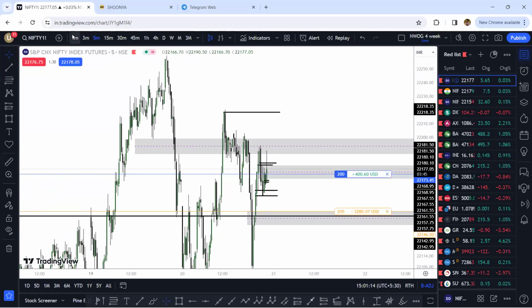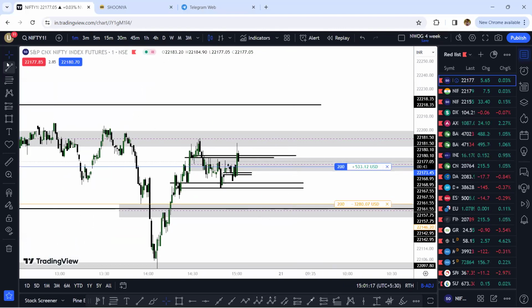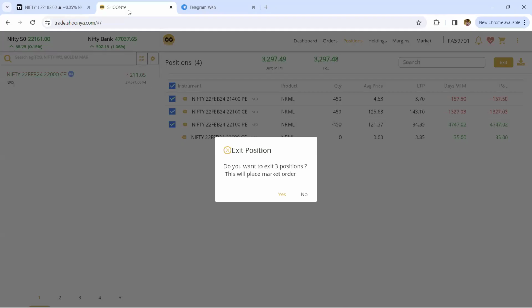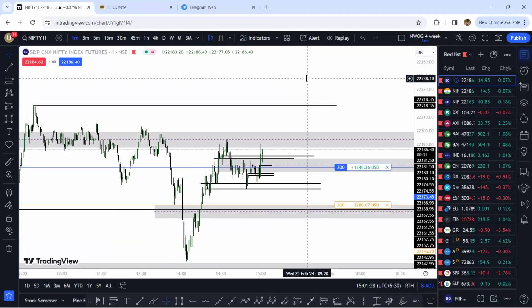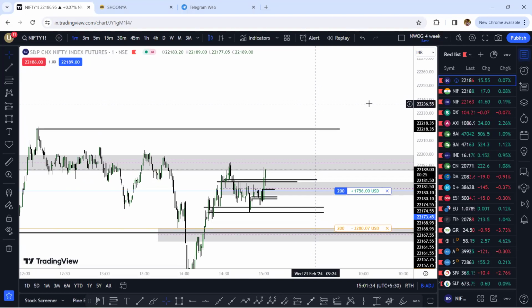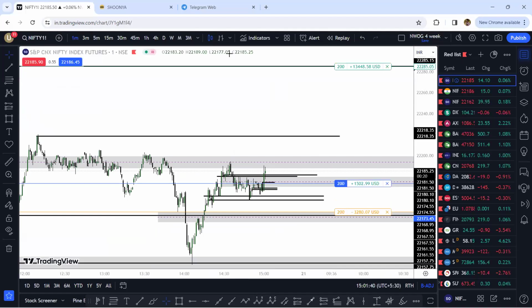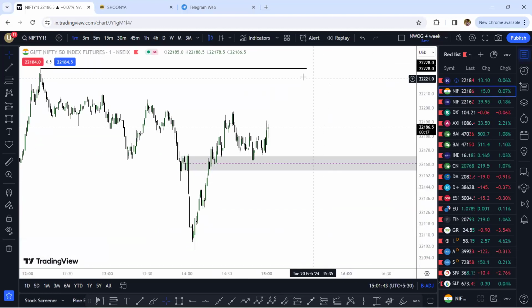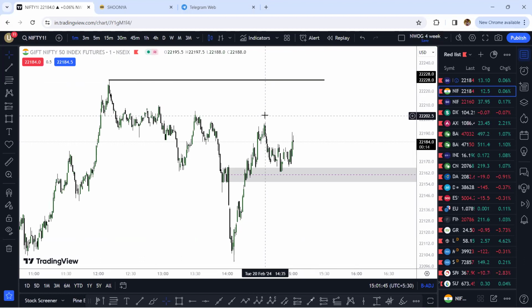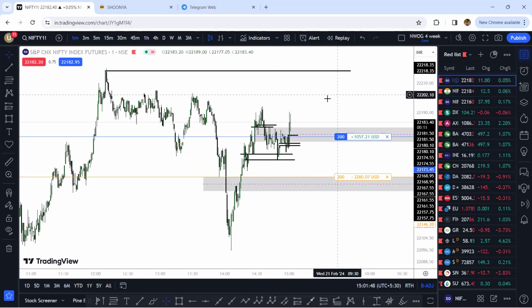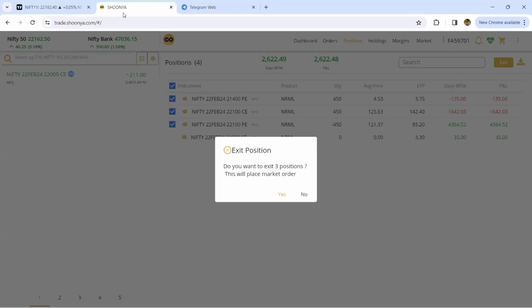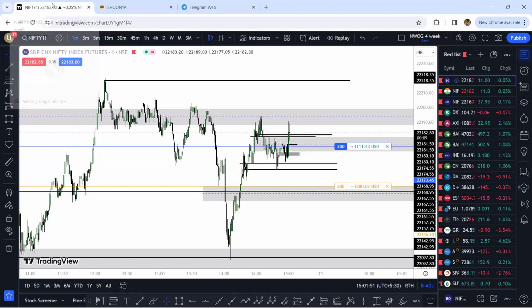However, that fair value gap has been reclaimed. I would like to see that support. I would like to see that support. I'm waiting for that area to break. That's not breaking. I don't like it. Really want to see this break. This is not breaking. I don't like that. Need to see that break.